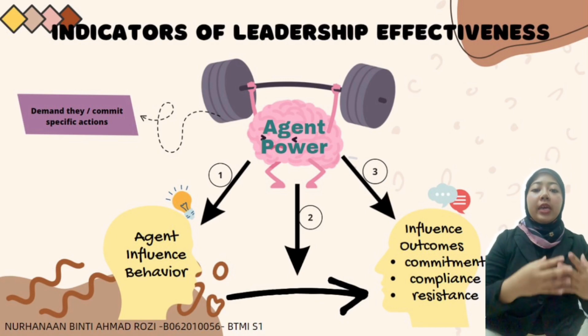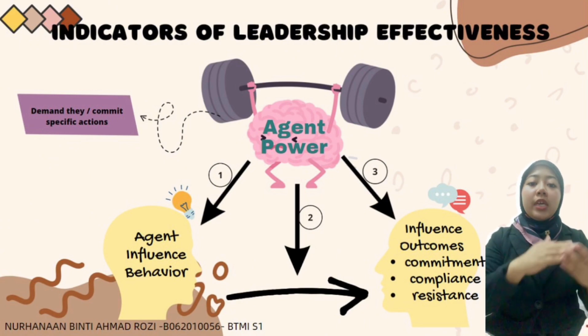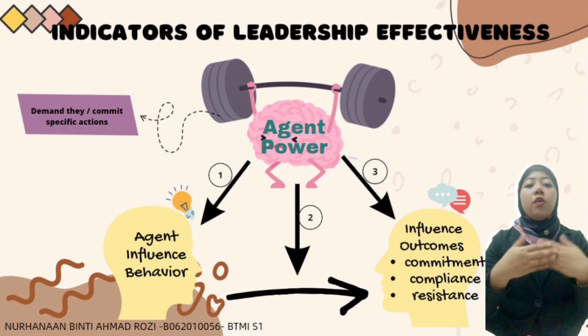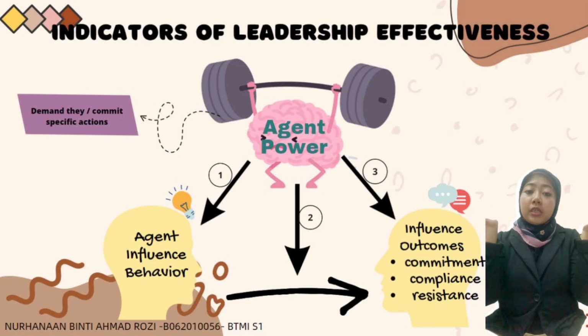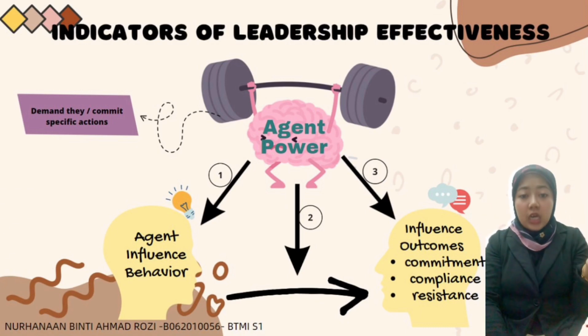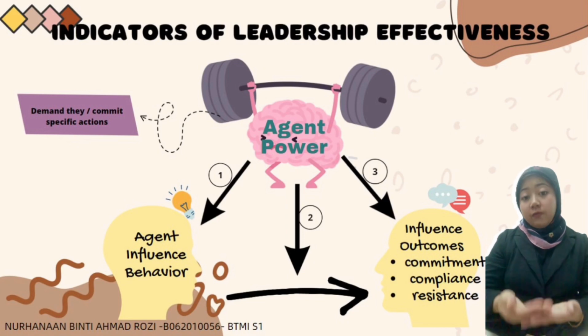People will make excuses, or we can call it, the employees make excuses why they cannot do what you want. The target person does the opposite of what the agent wants. So overall, the relationship among agent power, agent influence behavior, and influence outcomes is that they all work together to determine whether an influence attempt is successful.